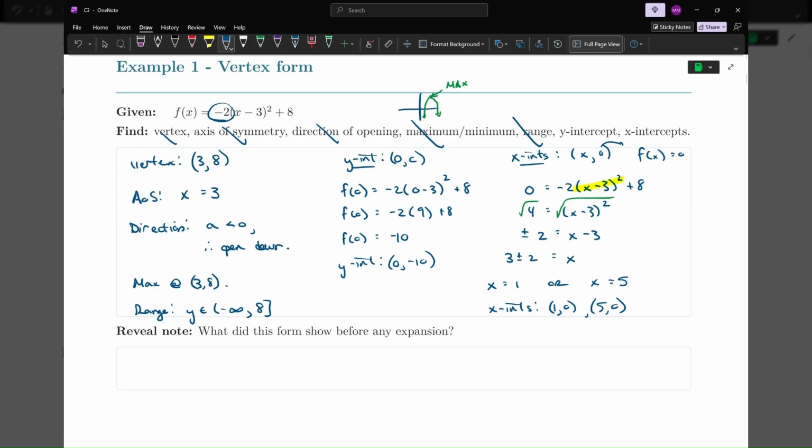So looking at the solution, now ask yourself again, what did that form show us before any expansion? So if you went back through the list, you can see the check marks, right? So vertex, axis of symmetry, direction of opening, max, min, and range are all directly readable from vertex form. Okay, let's look at another question now.